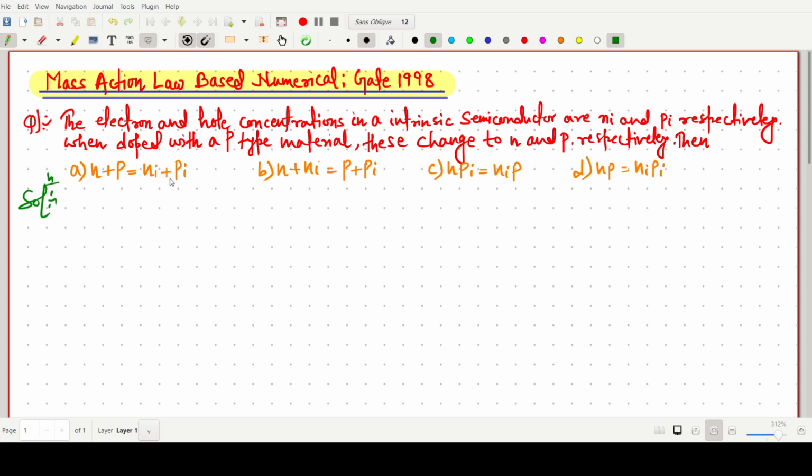The options are: N plus P equals Ni plus Pi; N plus Ni equals P plus Pi; Npi equals Nip; and Np equals NiPi. So first of all, we have to know the law of mass action. This is very basic in electronics. The law of mass action is simply Np equals Ni square. Generally, we know this one formula.